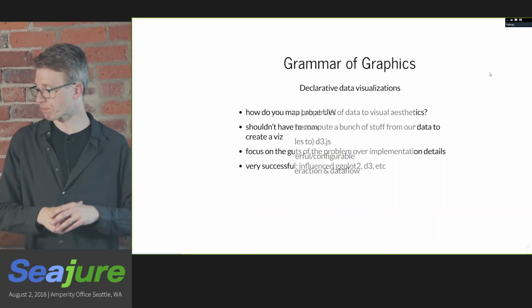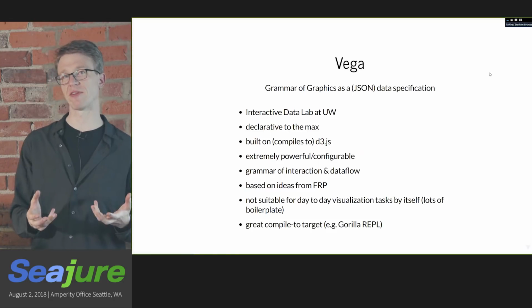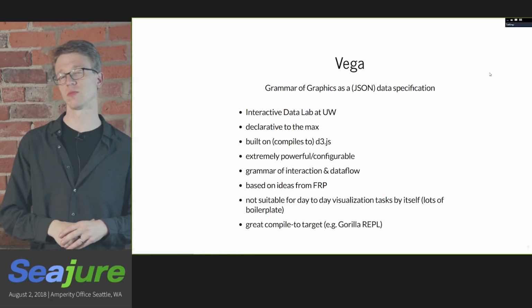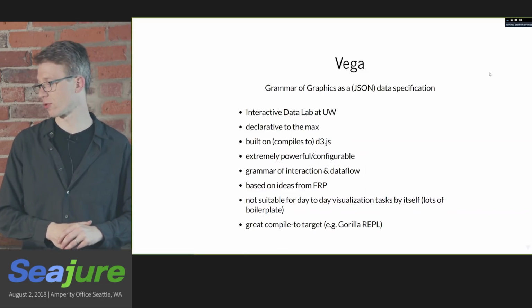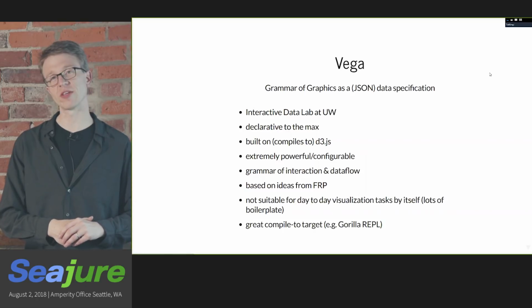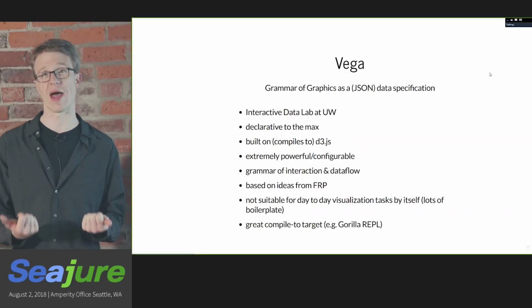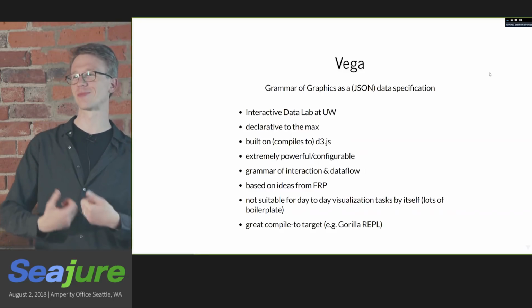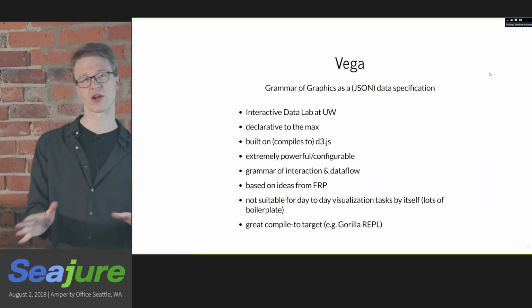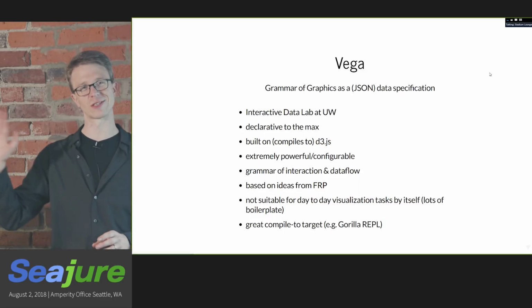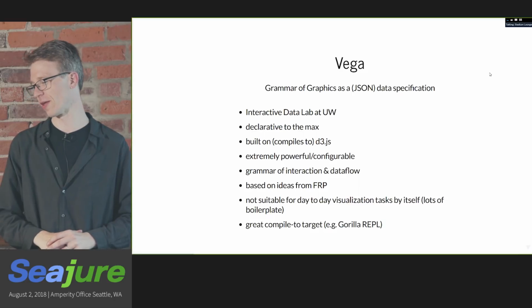So this brings us to Vega. Vega is this idea of the grammar of graphics as a JSON data specification. So this was built by the Interactive Data Lab right here in Seattle at the University of Washington. And it's really sort of declarative to the max, right? And what I mean by that is that it's data declarative to the max. There's nothing more declarative than being able to specify a program as just a chunk of data. And this gives us a lot of sort of nice properties that hopefully most of us as Clojurists already kind of see where we're going here, but I'll kind of spell out a little bit of the synchronicity there in a bit.